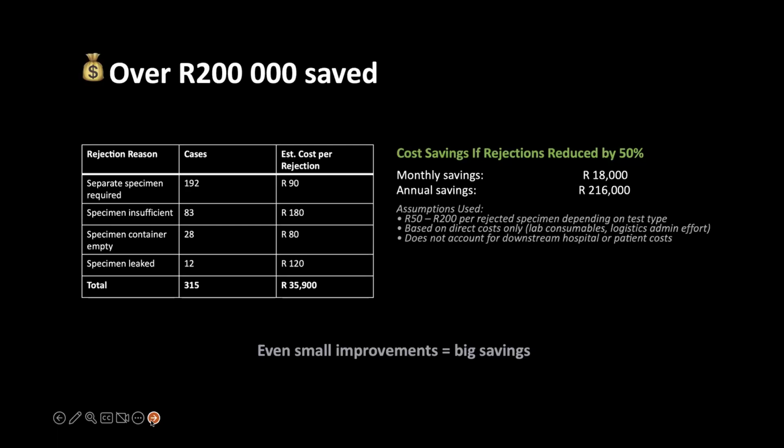Financial impact is also a reality. In May, the 315 rejections cost an estimated 35,000 Rand. And if we were to, for argument's sake, reduce this number by half, we'd save approximately 18,000 Rand a month, or more than 200,000 per year.